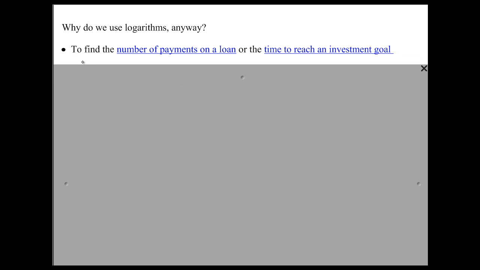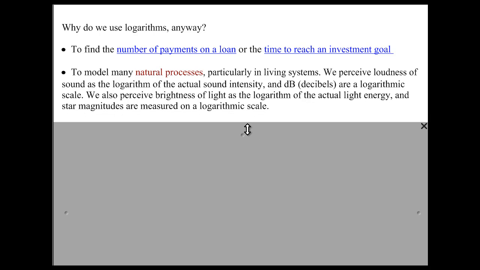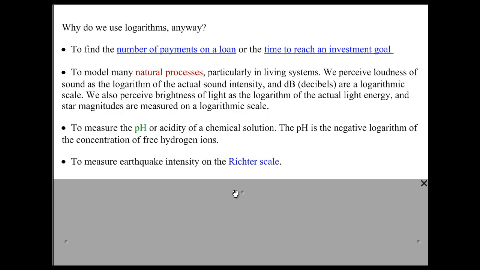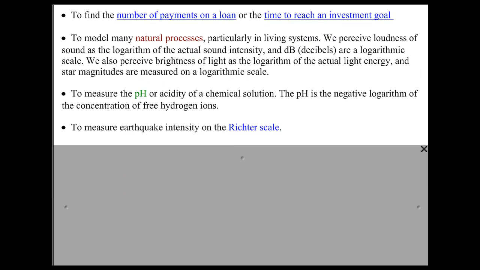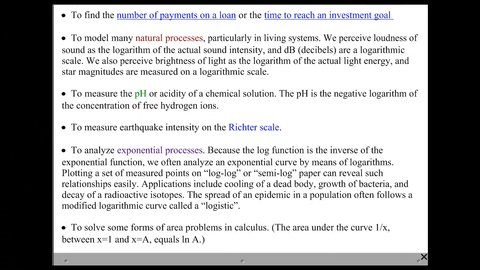Here are some applications or ways that logarithms come in handy. To find the number of payments on a loan or the time to reach an investment goal, log calculations will work. They model natural processes, like loudness and sound intensity. There are a number of things like pH or the Richter scale that are based upon a log scale, and we need logs to calculate some incredibly large or small numbers. There's just a little bit more information here. This really isn't going to come into play in what we're looking at, but you could read that through.